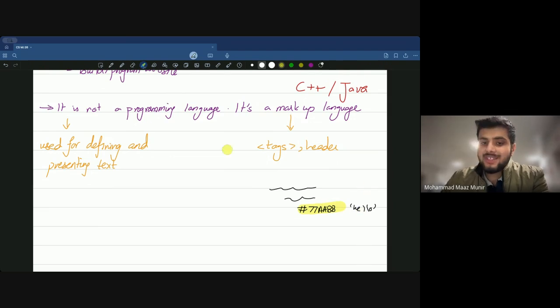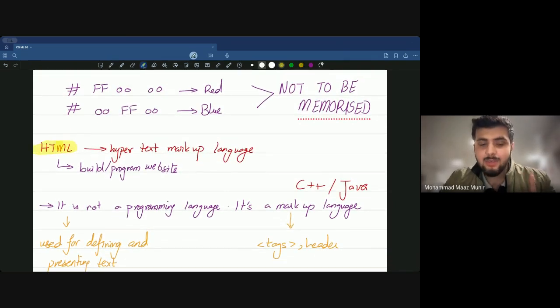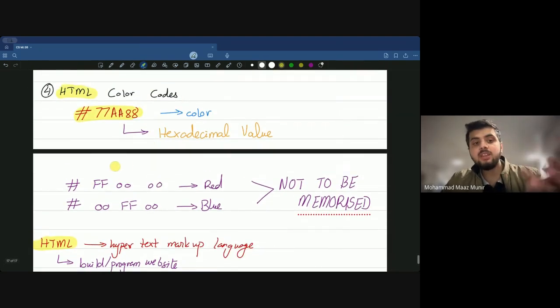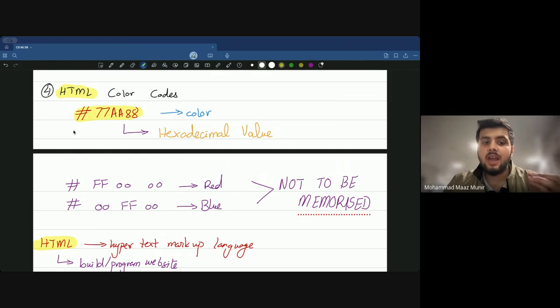Okay, so this 77AABB is basically what's written in hexadecimal. So this is in hexadecimal format, and you should be aware of this. What among this HTML is hexadecimal? Your HTML code is not hexadecimal. The color codes used within the writing of a specific HTML website are basically hexadecimal values.